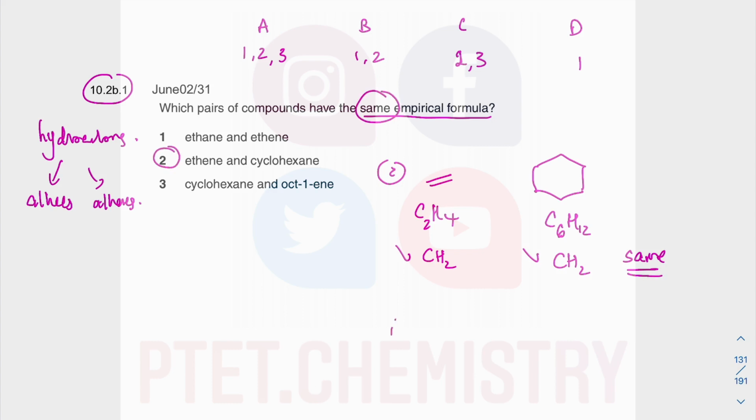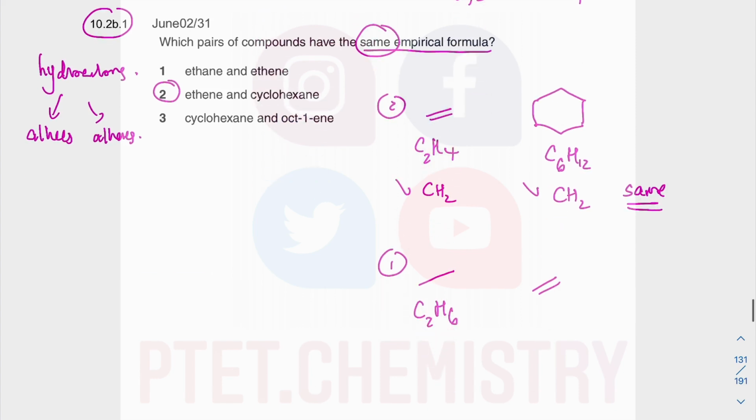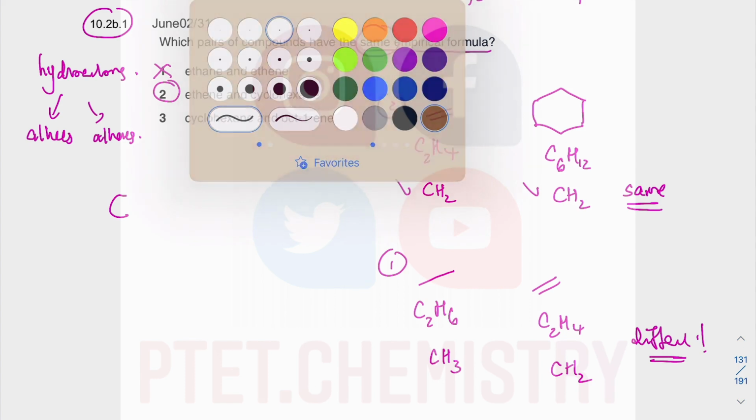If I then go for number 1, ethane, which is C2H6, and ethene, I can tell you straight away that number 1 is wrong because for ethane the simplest ratio is CH3. When you divide by 2, 6 divided by 2 gives you 3. The simplest ratio of carbon and hydrogen for ethene will be CH2, which are not the same. As you know, alkanes and alkenes have different general formulas, so their empirical formulas are also different. 2 is correct, 1 is wrong. You only have one answer, which is 2 and 3. So that's option C.